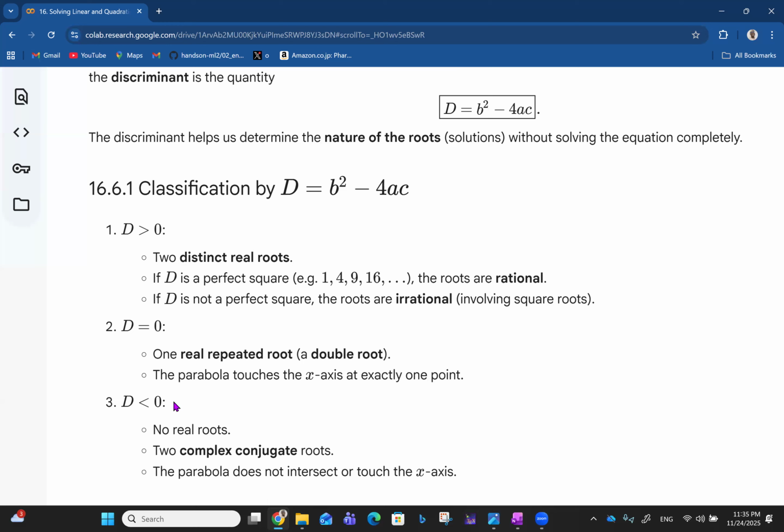For d less than 0, the part under the square root is negative. That is going to lead you to complex numbers, imaginary values. So no real roots in this case. You're going to have two complex conjugate roots. The parabola does not intersect or touch the x-axis at all, because you're talking about imaginary roots in that situation.